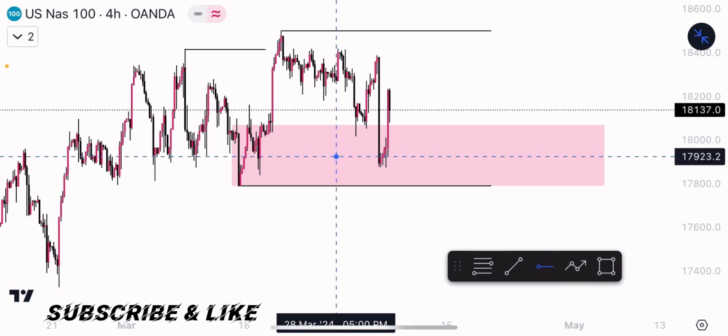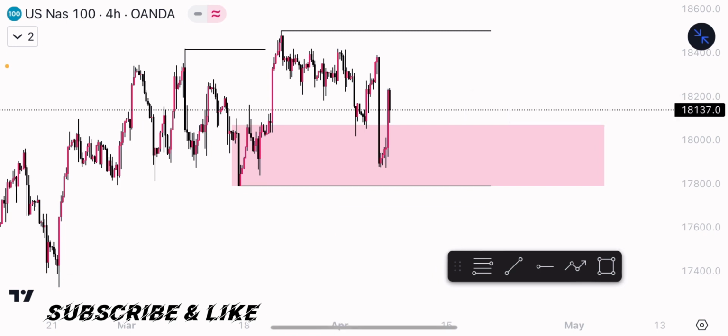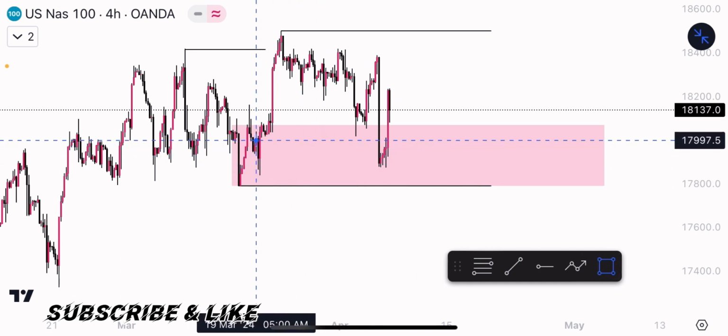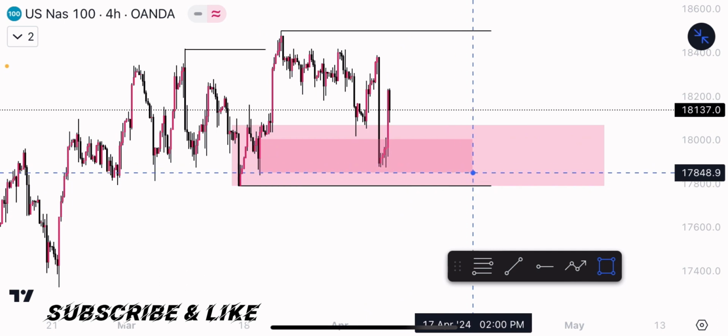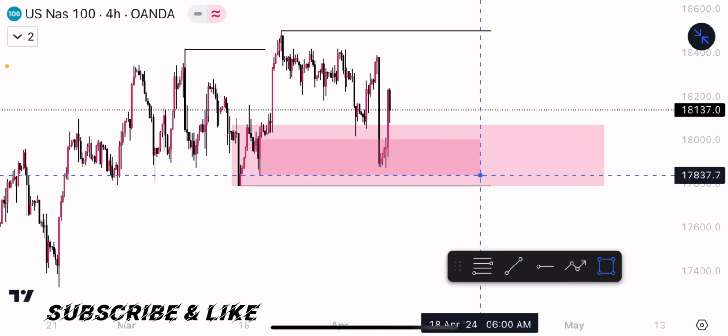So right now, on the 4-hour time frame, let's mark out the zone inside this daily zone, which is what we want to mark out now. Okay, so let's do that.